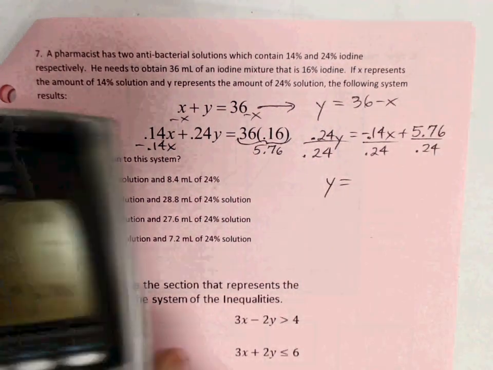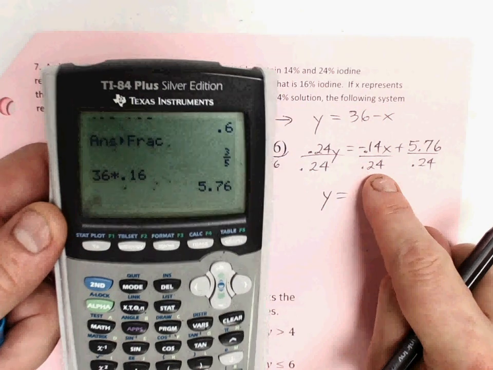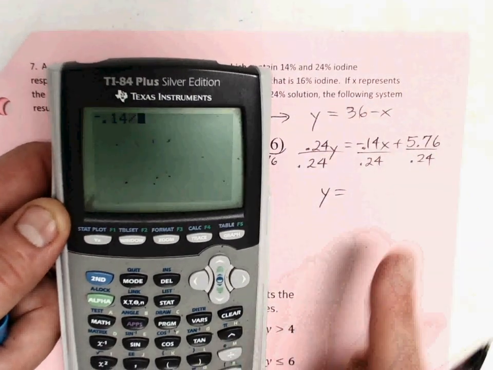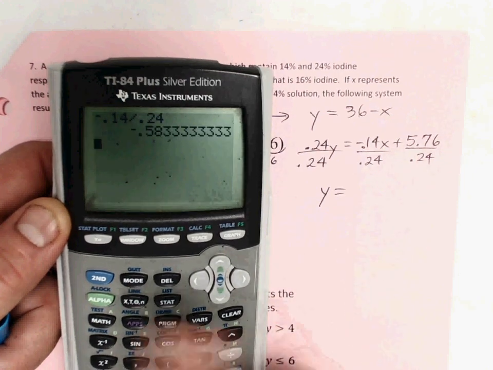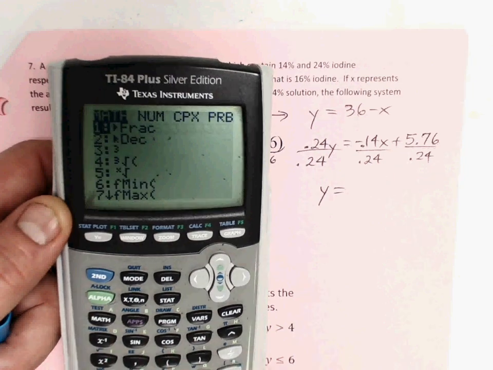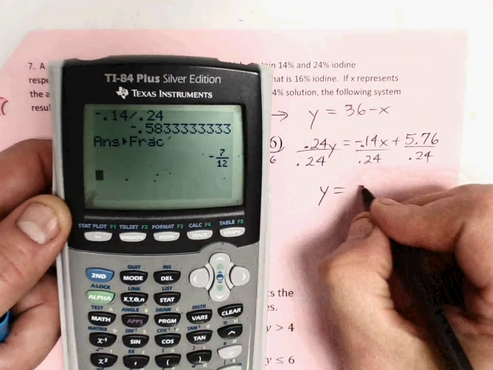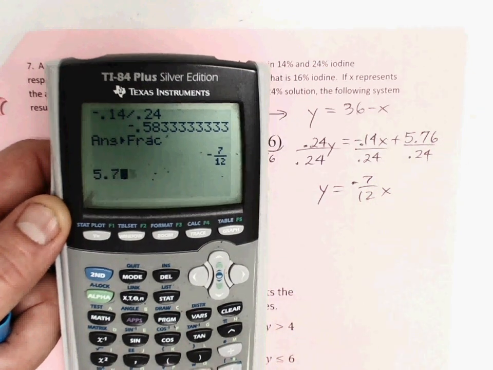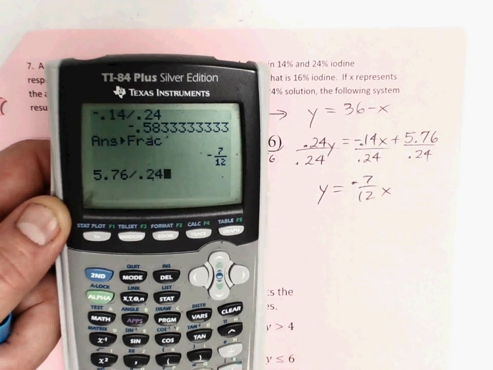Alright, so let's see what this yucky looking fraction right here turns out to be. Clear that out. Negative 0.14 divided by 0.24. Oh my goodness. Let's see what kind of fraction I got here. Math, enter. Oh, negative 7/12. So that's not too bad. And now let's divide 5.76 divided by 0.24.